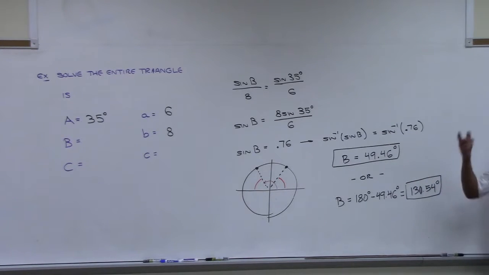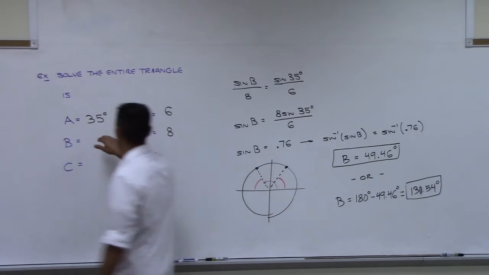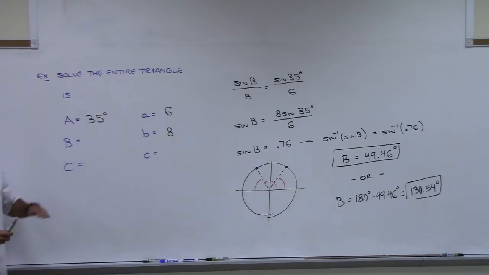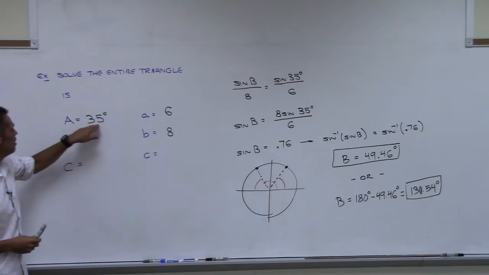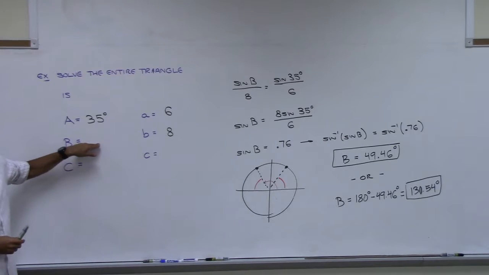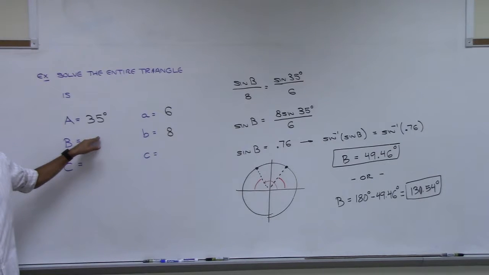Let's do a quick mental check here to see if they would both work or not. Let's see, if I use 49.46 here, are my sides going to correspond properly? This side is smaller than this side, right? And this angle 35 would be smaller than the 49.46, so that would be good. And of course, 35 and 49 don't add up to be 180, so I'd be okay.